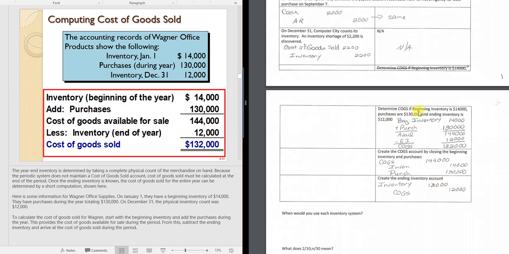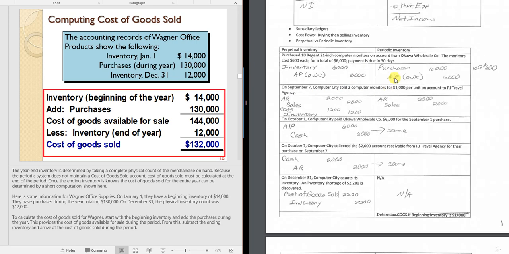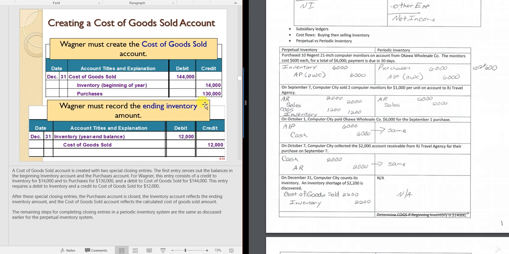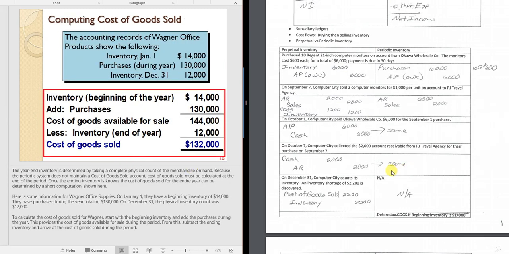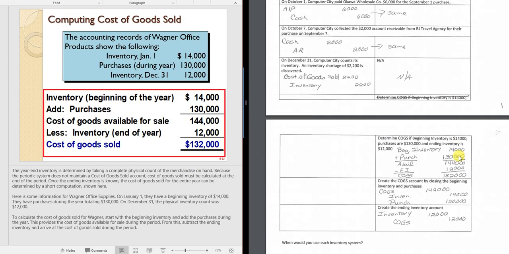So determine the cost of goods sold. So notice that my numbers are different. So again, this is just 1 or 2 entries for the month, but through the year I've got a whole lot. Okay, so how do I determine? I do a cost of goods sold statement. So I'm going to determine cost of goods sold if beginning inventory is $14,000 and purchases are $130,000 and ending inventory is $12,000. So let's go back to the example I just told you.